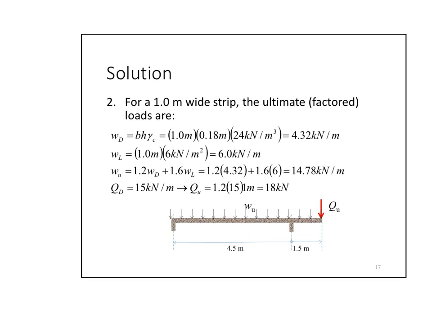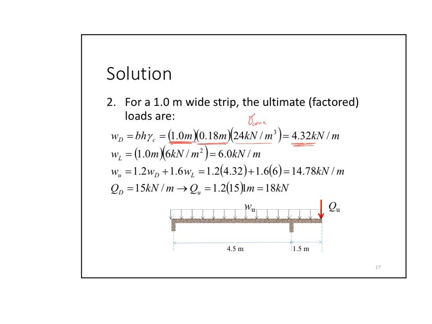So I'm going to calculate my dead load. It's going to be the 1 meter wide strip times the 0.18 meters times my gamma concrete. It gave me 4.32 kilonewton per meter. So every meter weighs 4.32 kilonewton. And then my live load was given as 6 in the 1 meter wide strip. That gives me 6 kilonewton per meter.